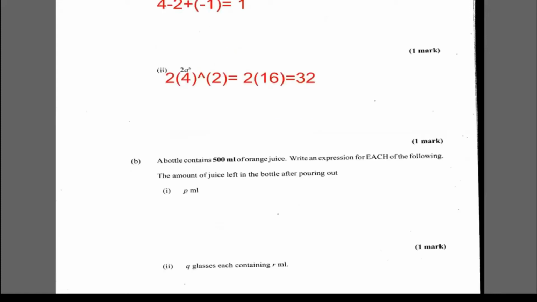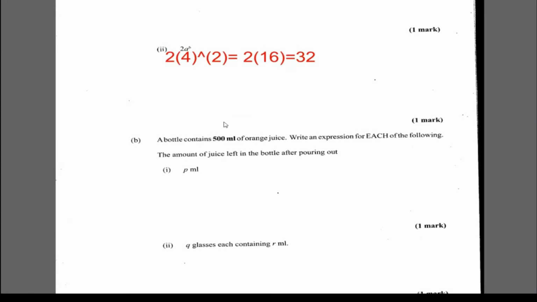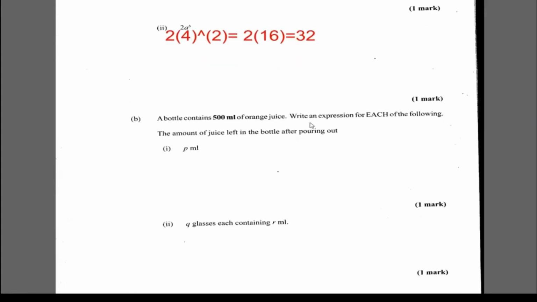All right, now down here it says a bottle contains 500 milliliters of orange juice. Write an expression for each of the following. The amount of juice left in the bottle after pouring out p milliliters. So if it initially had 500 and then you pour out p, then what remains is 500 minus p.